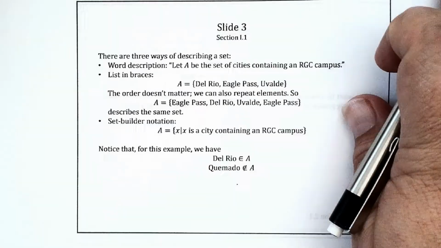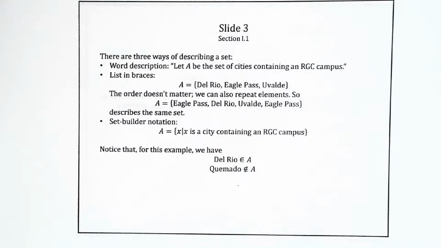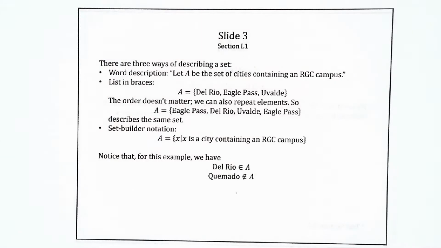There are three ways of describing a set. On this slide, we're going to describe the same set in three different ways. The first is the word description. Let A be the set of cities containing an RGC campus. So A is that set of cities that we just described.